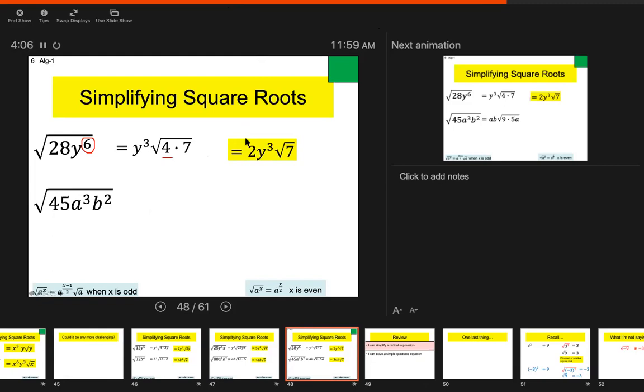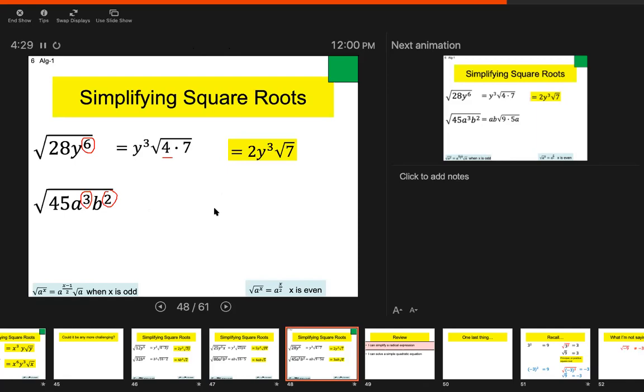All right, second one. Let's see. We have both an odd and an even. The odd one, we subtract 1. 3 minus 1 is 2. Half of 2 is 1. So we got an a to the first power on the outside and an a on the inside, since it's odd. b squared, we simply take half. That's just 1. So we have a b on the outside.